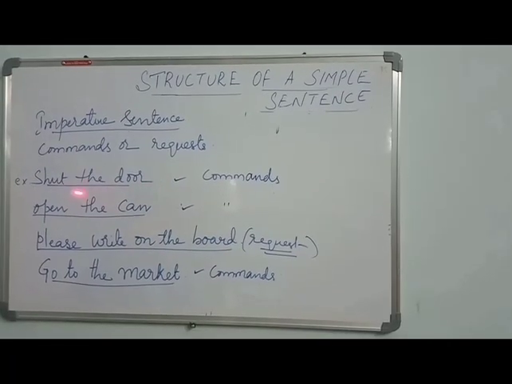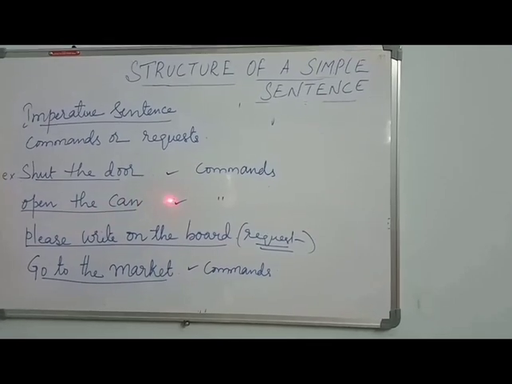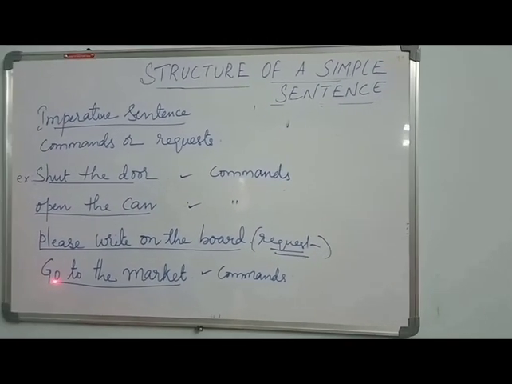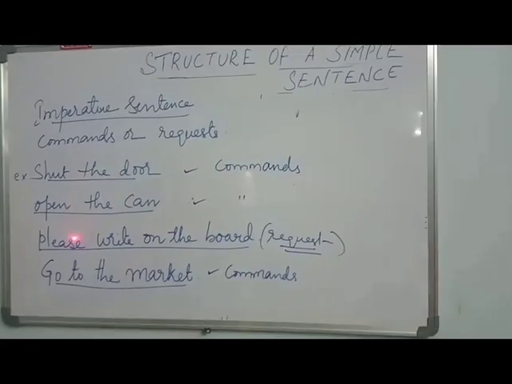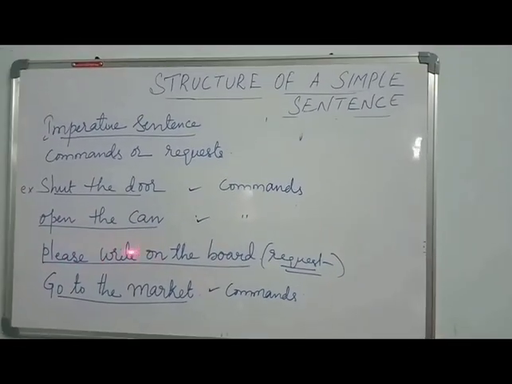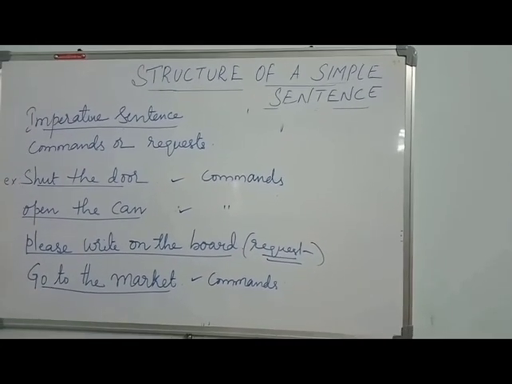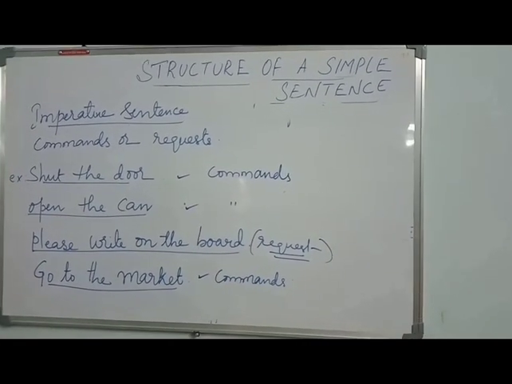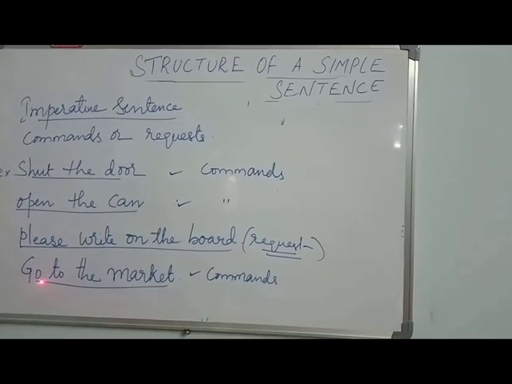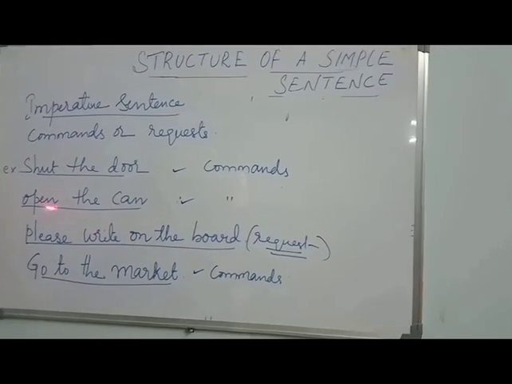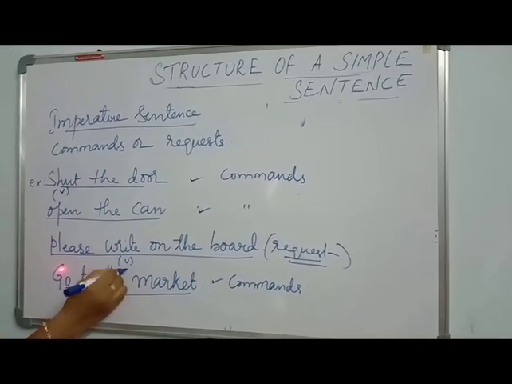The first sentence is a command, shut the door. Open the can is also a command, and the fourth sentence, go to the market. These three sentences are commands, while the third sentence, please write on the board, is a type of request. Now, what happens in these sentences? Where do we find the subject? We see that all these sentences begin with verbs. Shut is a verb, open is a verb, write is a verb, and go is also a verb.